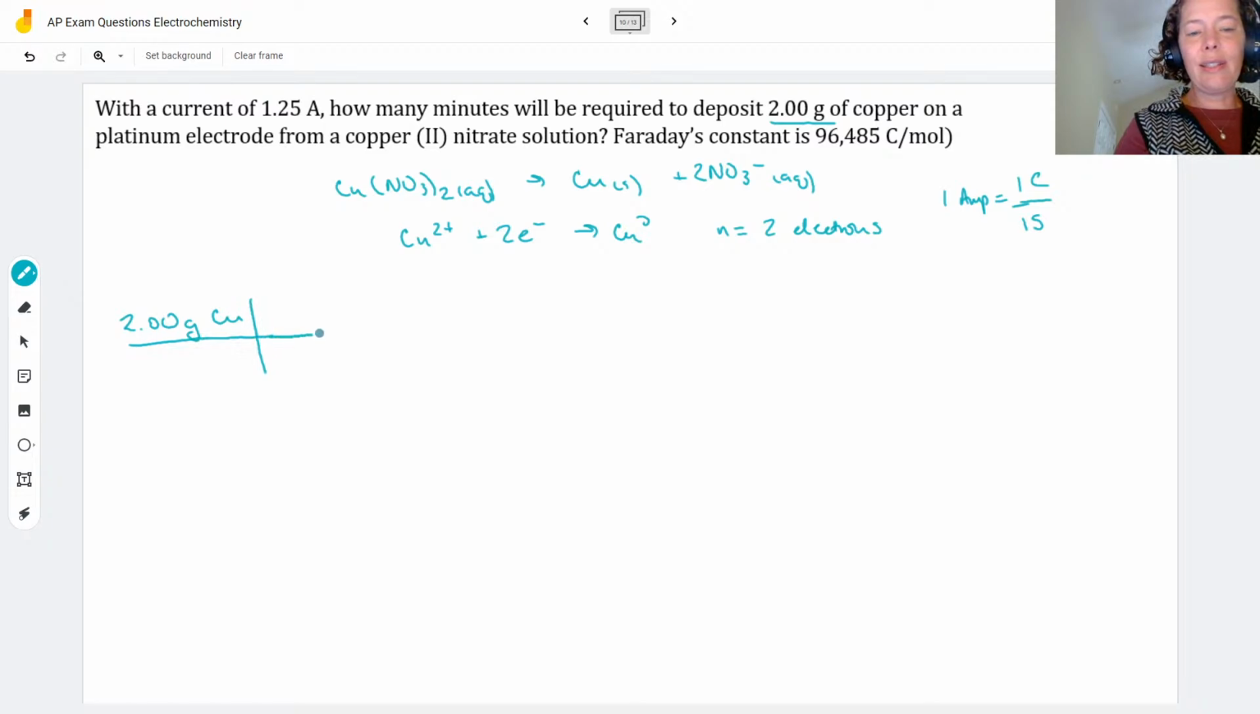All right, this is going to take... Yes, like I said, we're going to put together several of our conversion factors to do this long dimensional analysis problem. So the first thing that we need to do is take these grams of copper to moles of copper. You guys have done this a million times. So we're just using the molar mass of copper, 63.546, to go to moles of copper.